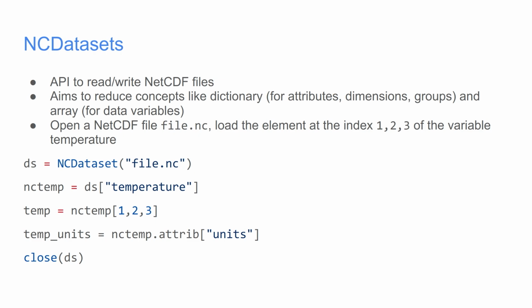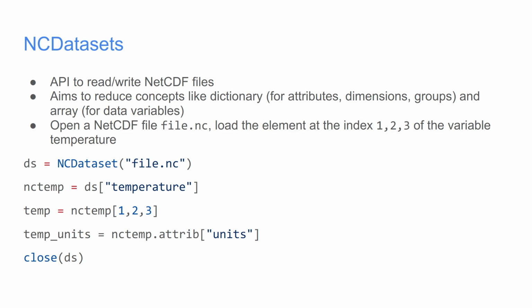So essentially, a NetCDF file is just presented to the user as a dictionary of different variables, of different arrays. And the file and the variables can actually have attributes, which are also exposed as a dictionary. So the only thing that you need to know is that in the NCDatasets package, there is a constructor called NCDataset. And from there, once you open the file, you access a variable just as you would access a dictionary, and you access a single element just as you would access an array.